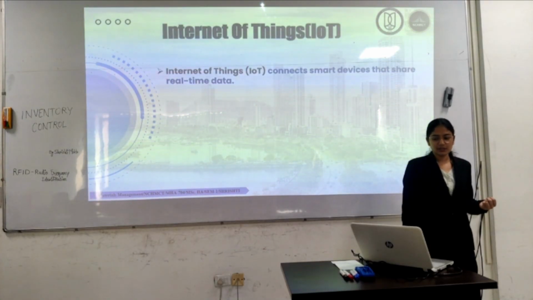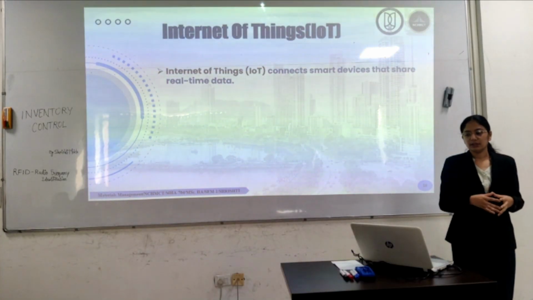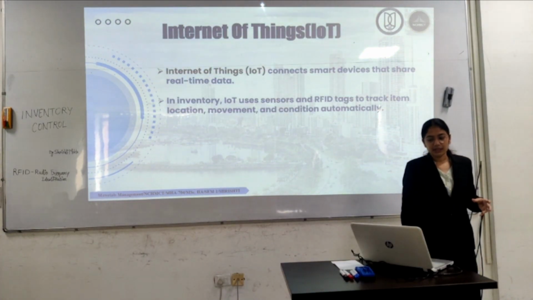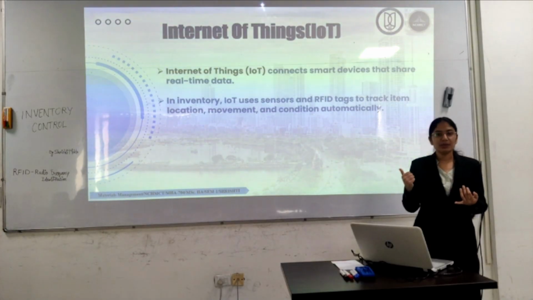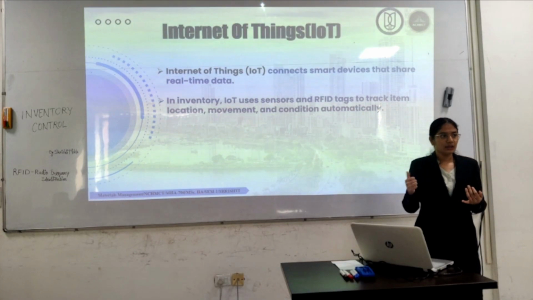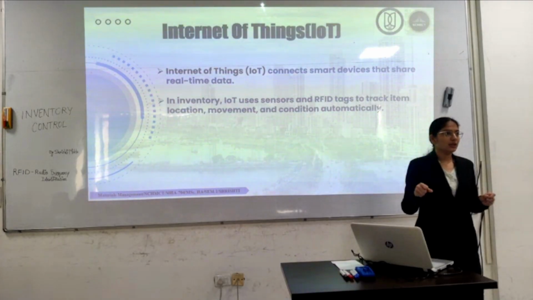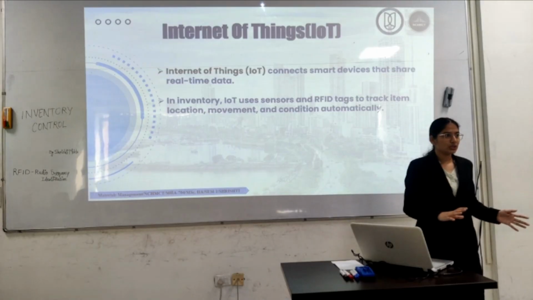Next is Internet of Things. Internet of Things connects all the devices and departments with real-time data. It uses sensors and RFID tags. RFID tags are radio frequency identifications. With the help of these tags, you can see how much inventory is there, and how much is being used.